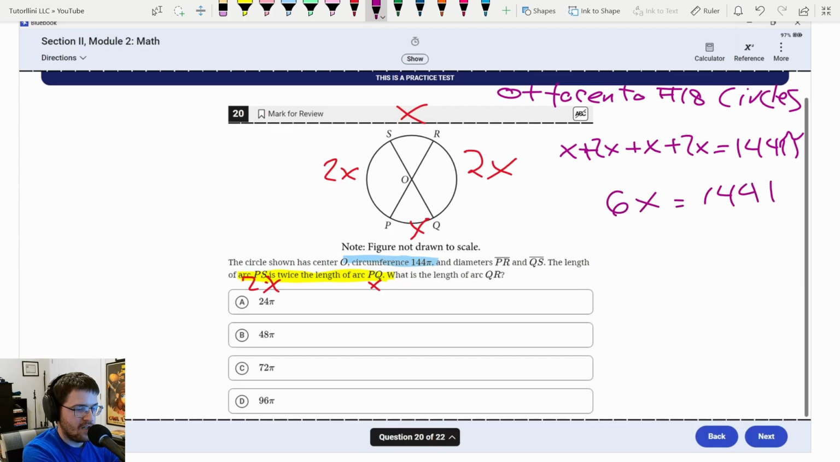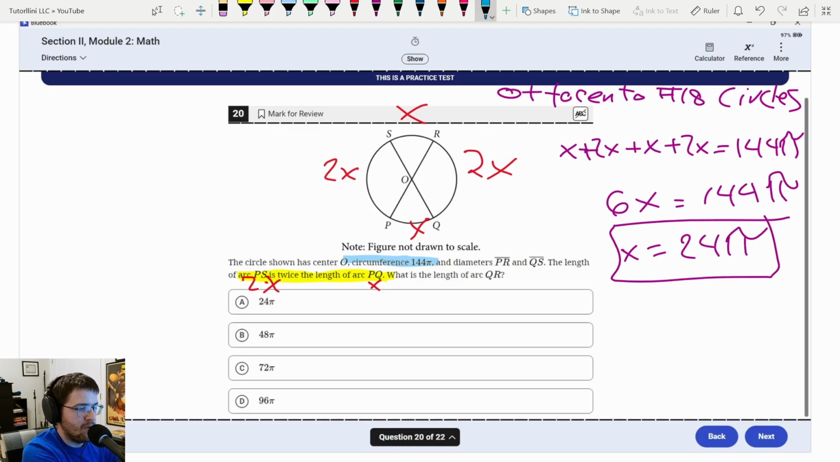And now if I divide both sides by 6, I should get x equals 24 pi. So now I can add this to the picture. This one is 24 pi, this one is 24 pi, and then these other ones are 24 times 2, so 48 pi. All right, they want us to find QR. So that is this one over here, which we just said was 48 pi. And that is looking like answer choice B.